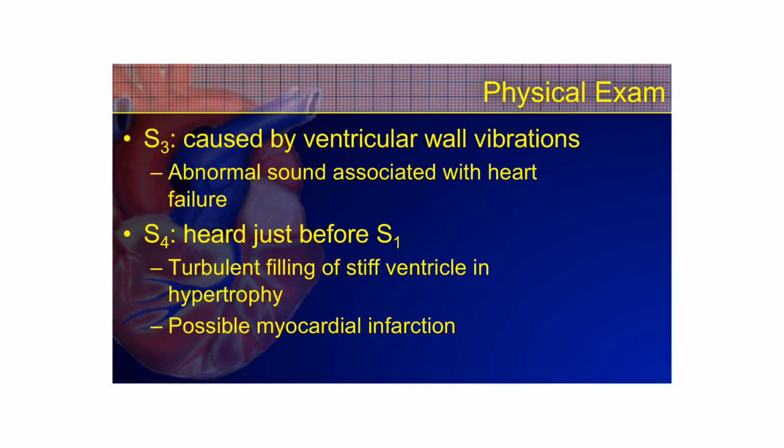S3 and S4 are both considered extra heart sounds, so they're not normal. S3 is an abnormal heart sound that occurs in adults when there's ventricular wall vibrations that result from a rapid filling period of the ventricle during the beginning of diastole. All right, so during the beginning of diastole, when the heart's at rest, you'll get a rapid filling of the ventricle, causing these vibrations that you might hear as the S3 sound, and it's almost always associated with heart failure.